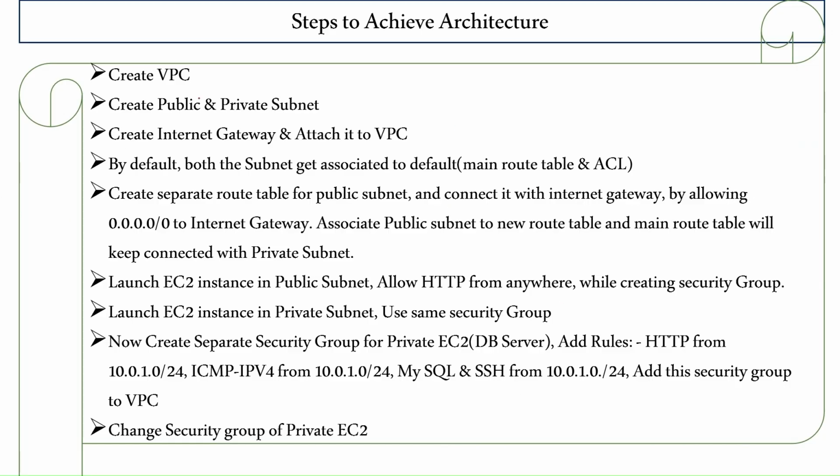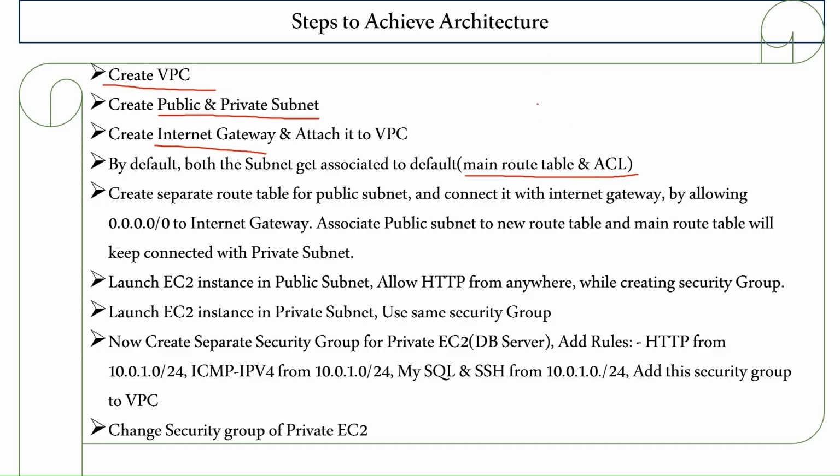First, we will create a virtual private cloud, a VPC. Then we will create two subnets. One is public because of the web server, and one is private because of the DB server. Then we will create an internet gateway and attach that internet gateway to our VPC. By default, both the subnets will get associated with our main route table and ACL.